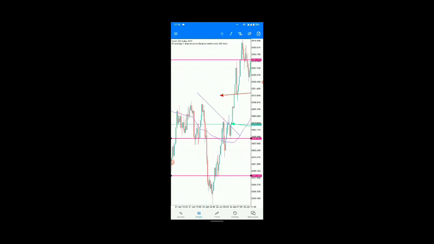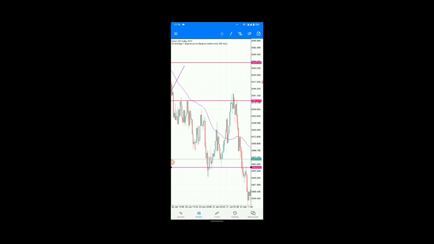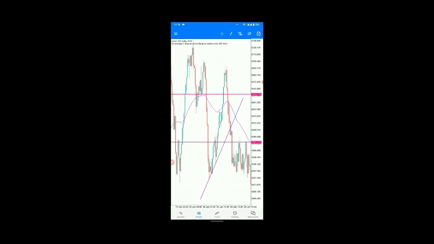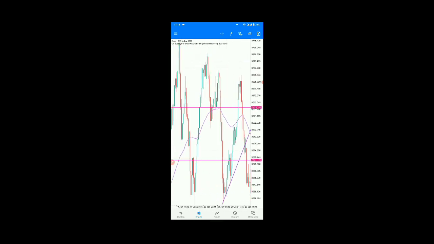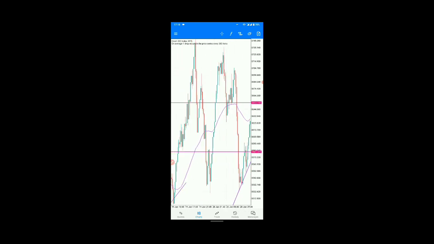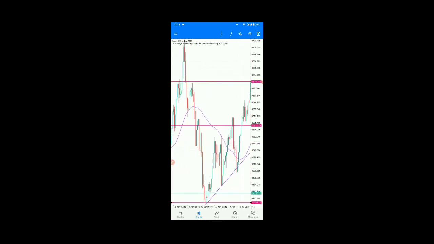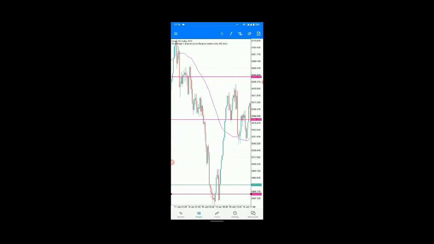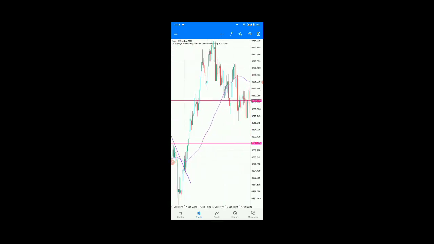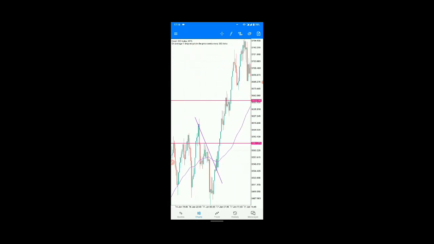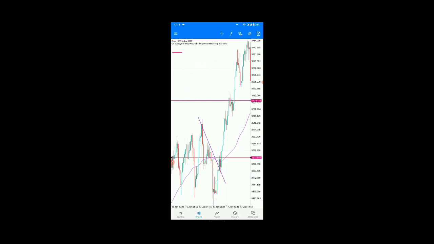So let's keep checking if we see another place. Okay, this is another point, but this is not really a good confirmation, so we overlook it. We have another zone right here. You see it? There is a resistance zone. At the break of the trend line, we enter and we leave the market.